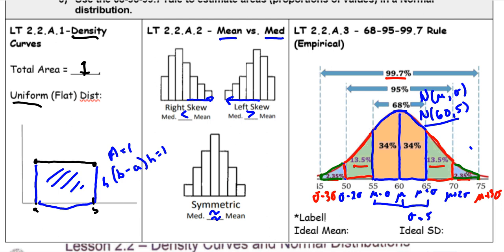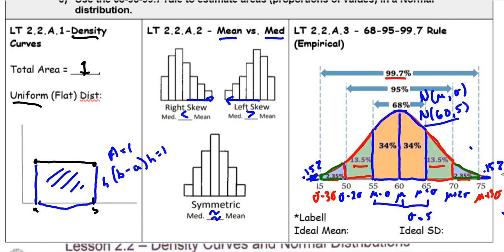And finally, for this last portion, we can take 0.3% of the data, and if you divide that by 2, you literally have a very small percentage, which is 0.15% in this final portion on each side. That's very, very small. So anything that's three standard deviations away from the mean is very uncommon.